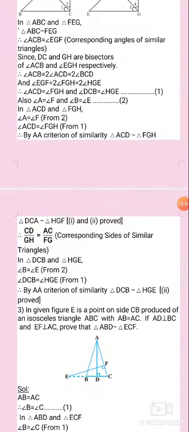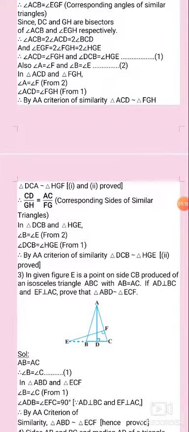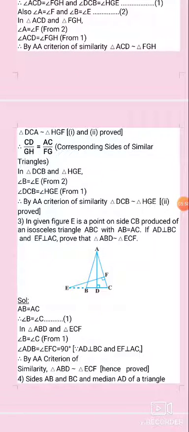Now listen carefully to the next one. This is a simple one. In the given figure, E is a point on side CB produced of an isosceles triangle ABC with AB equal to AC. If AD is perpendicular to BC and EF is perpendicular to AC, prove that triangle ABD is similar to triangle ECF.